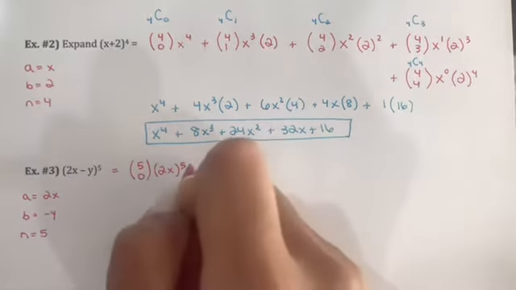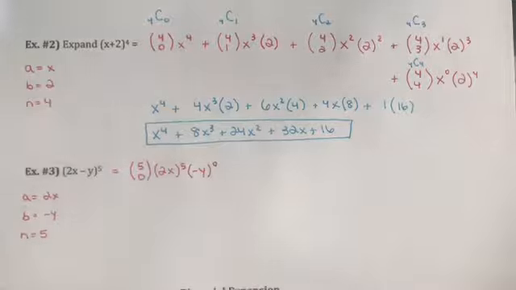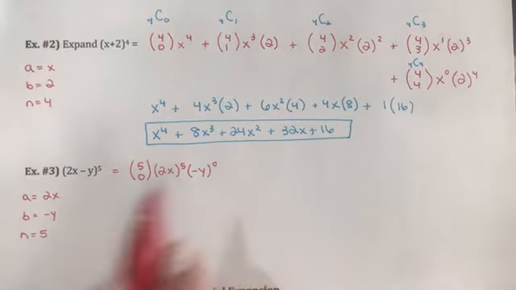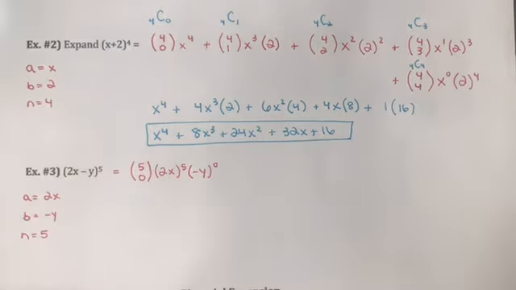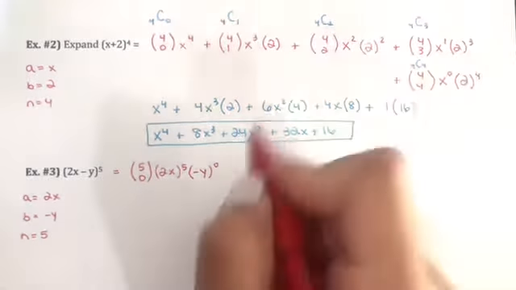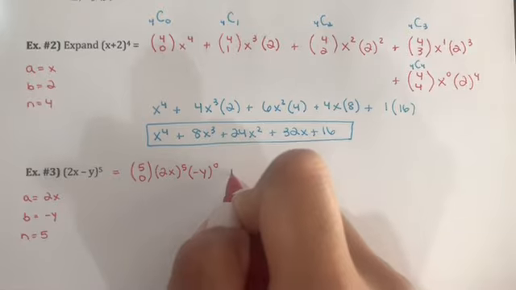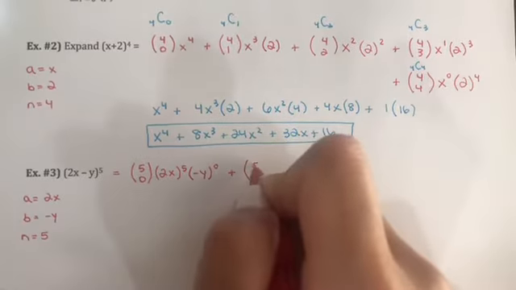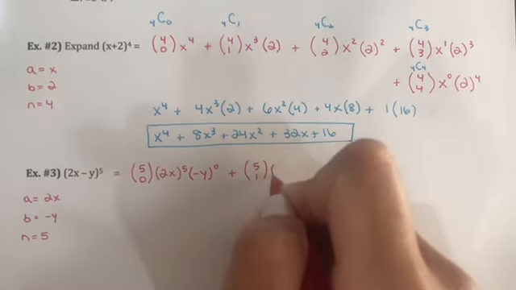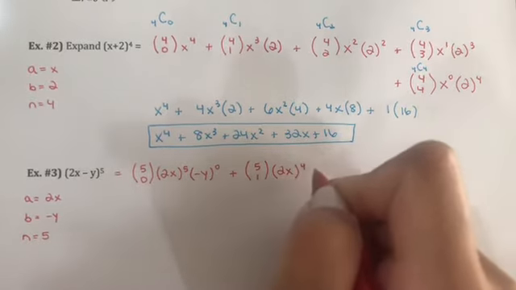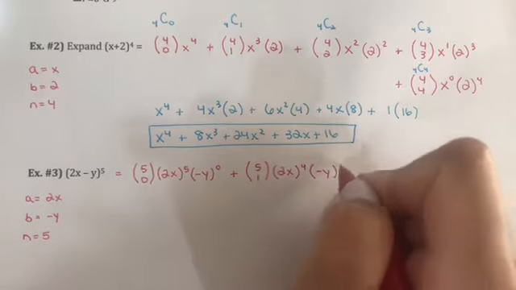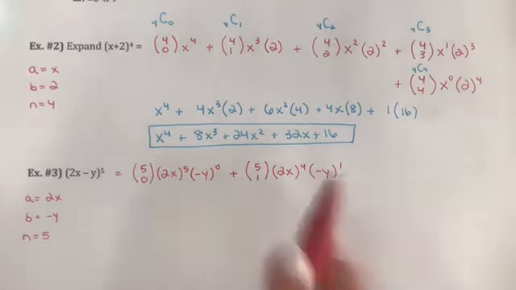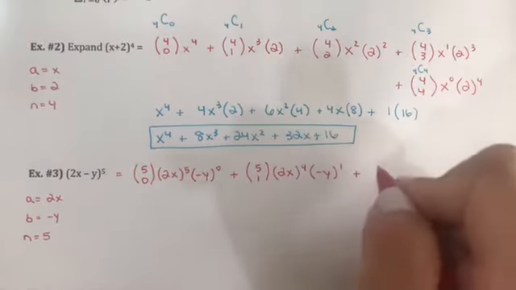Okay, and then we've got negative y to the 0. If it helps, write it in as being to the 0 power, starting with the b value. That way you know you have everything there. And then we've got plus. Our next one's going to be 5, 1. 2x to the 4th, negative y to the 1st. So the first power goes down by 1, the second one goes up by 1. And then we keep going.